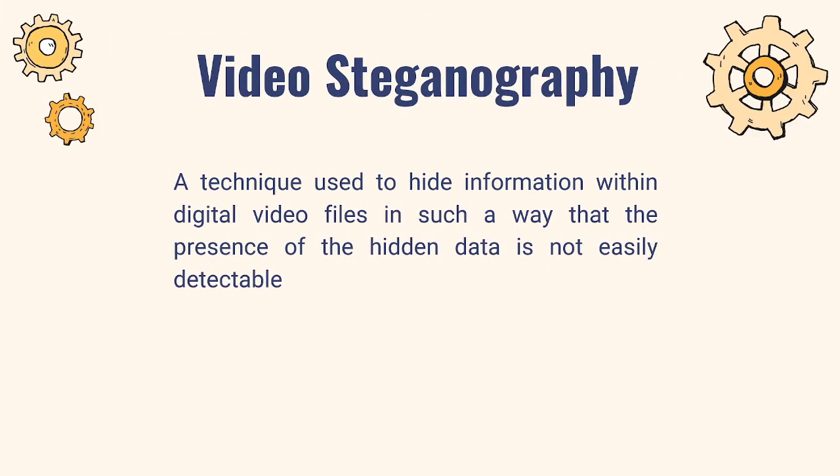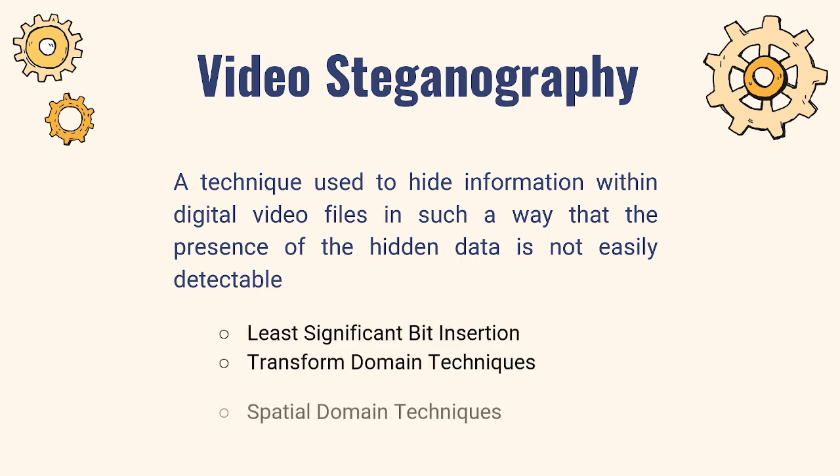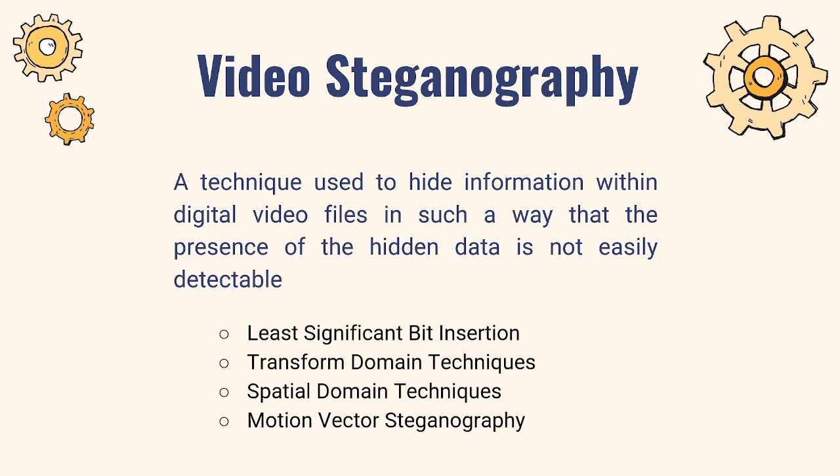Context. Video steganography is a technique used to hide information within digital video files in such a way that the presence of the hidden data is not easily detectable. We can use different types of technique in video steganography, like least significant bit insertion by LSB technique, transform domain technique, spatial domain technique, or motion vector steganography.